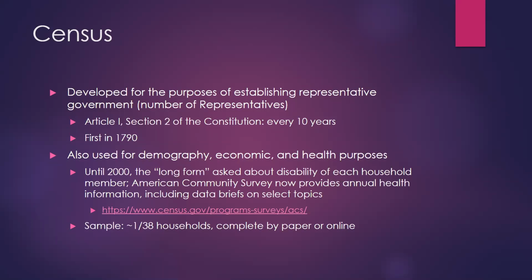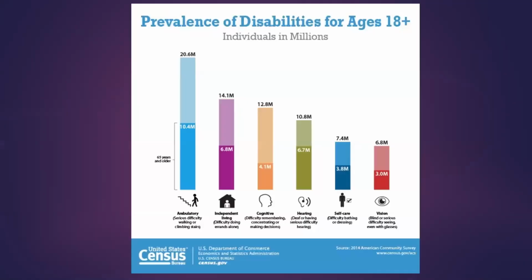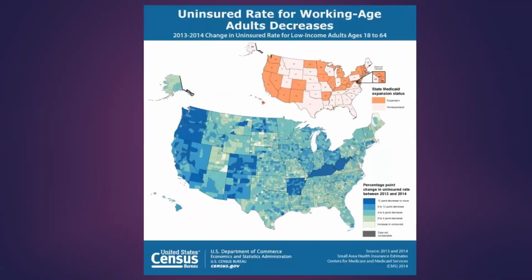The American Community Survey happens annually now among a subset of people, and then the full census happens every 10 years. So here's an example of the kind of information we can get from the census. This covers the different types of disability that people experience. And so this is broken down by age groups, so looking at those 65 and older, among whom disability tends to be more common, versus those under 65.